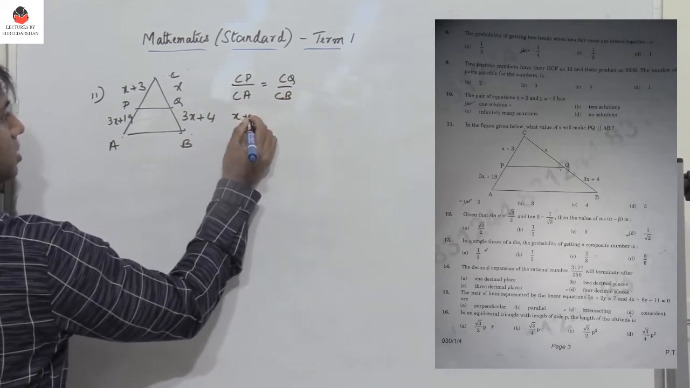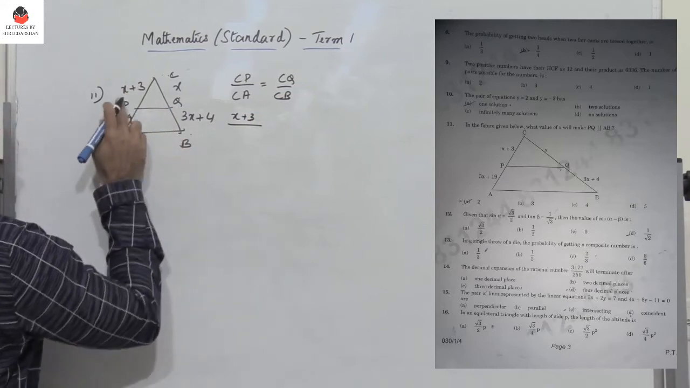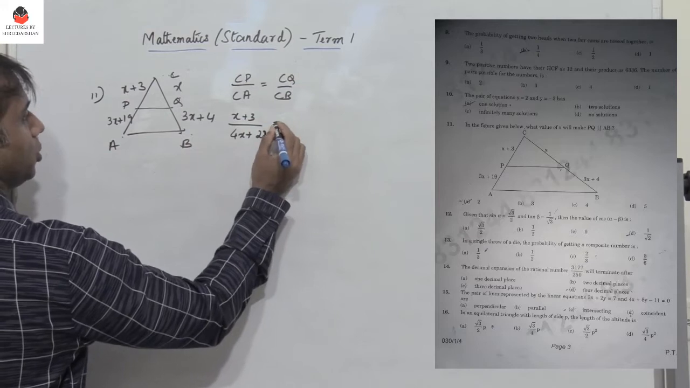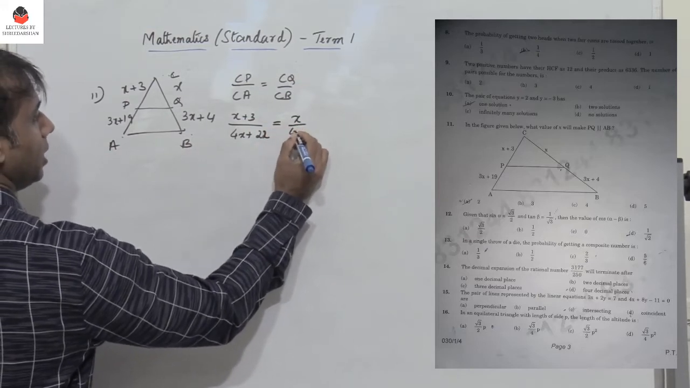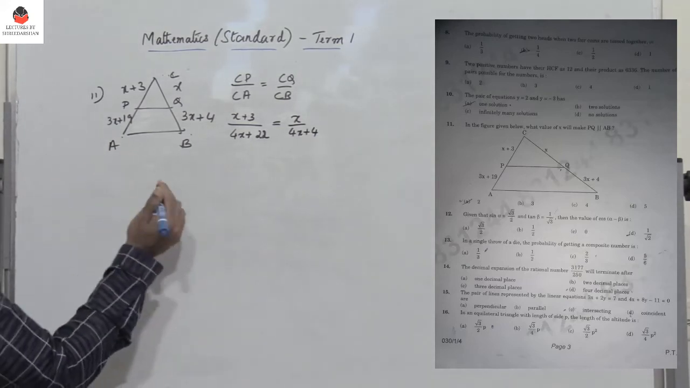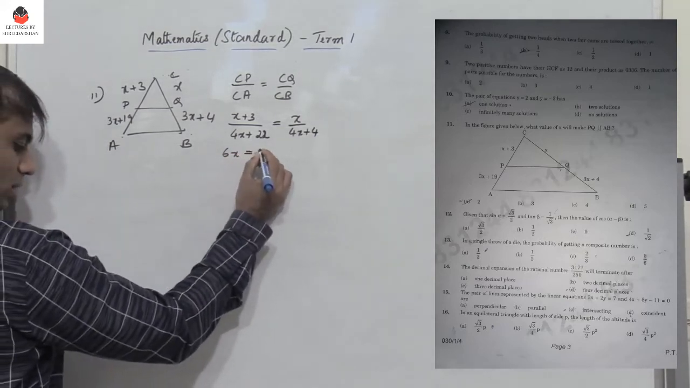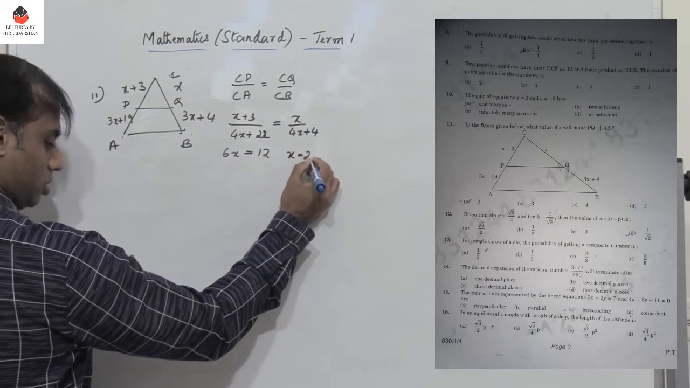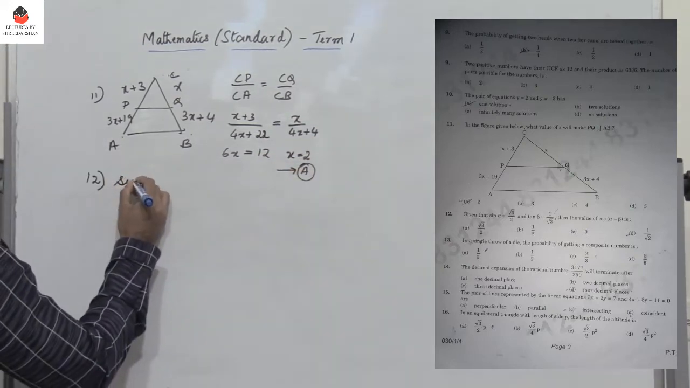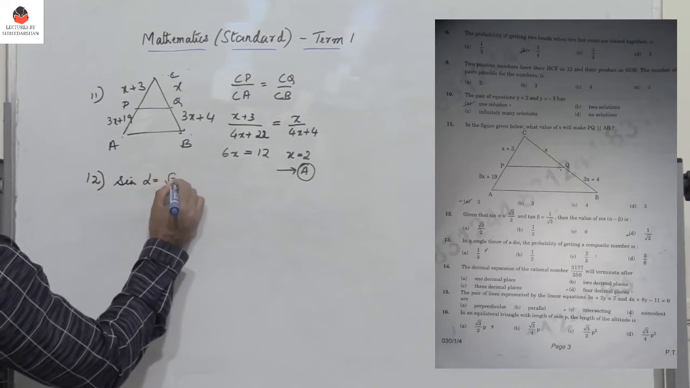So x plus 3 divided by, you add these two, 4x plus 22, is equal to x divided by 4x plus 4, right? So you cross multiply them, finally you get 6x equals 12, or x is equal to 2, which is option A. 12th one, sine alpha equals root 3 by 2.